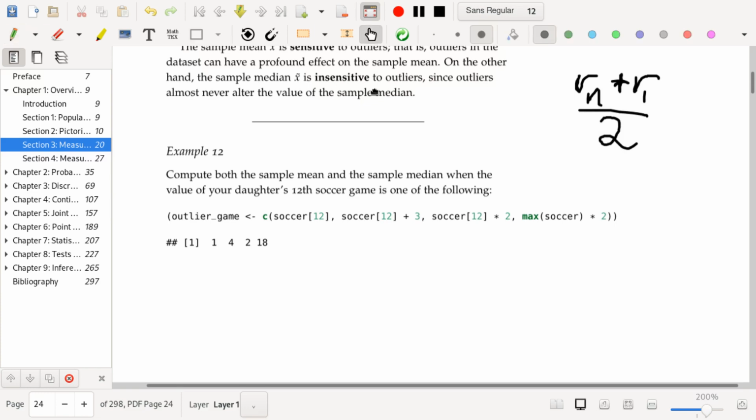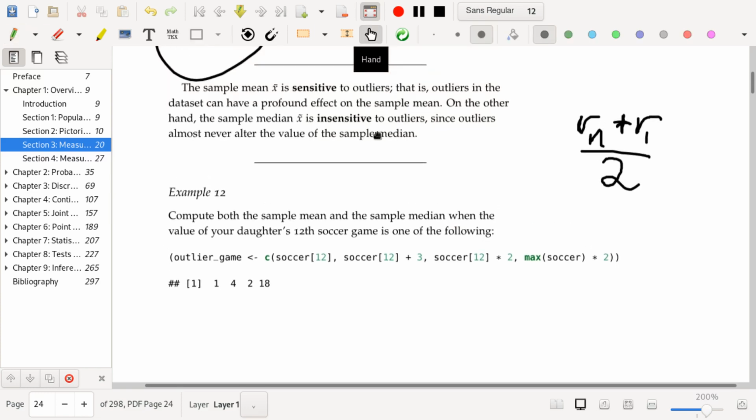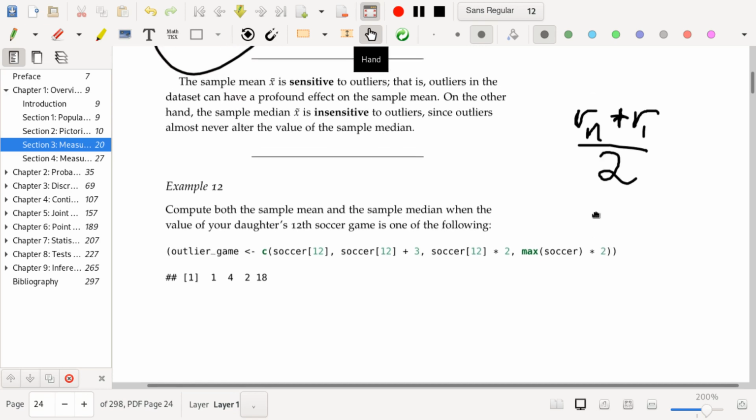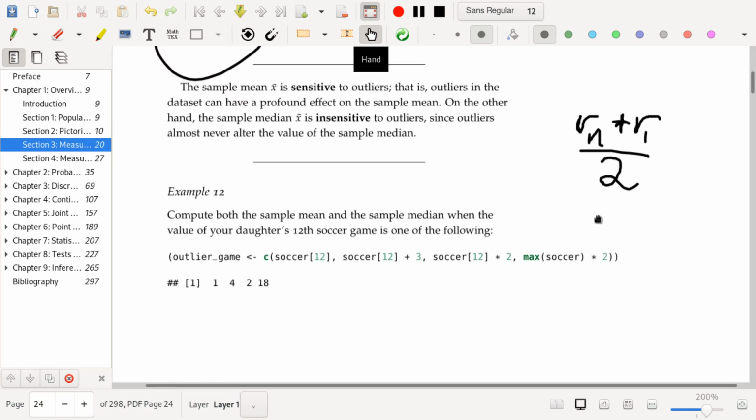What I've shown here so far is fine, but let's go ahead and start comparing these different methods for describing the location of a data set. So the sample mean x bar is known to be sensitive to outliers, which means that outliers in the data set have a profound effect on the sample mean.